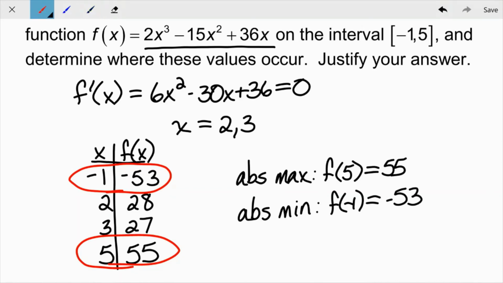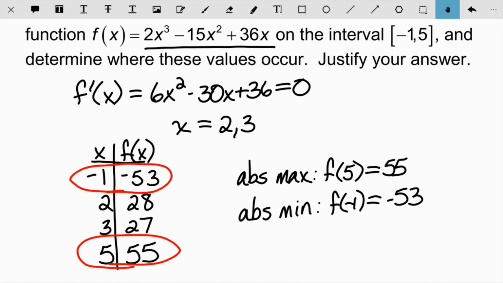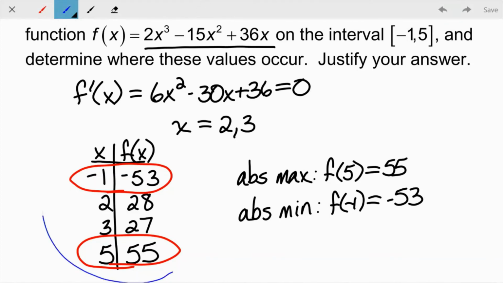Now, you might be concerned because this said, justify your answer. The reality is, I have already justified my answer. I've done everything I need to do on this problem to justify my answer. So by using this candidates test and showing all of these values in this table, what this is doing is it's serving as my justification.